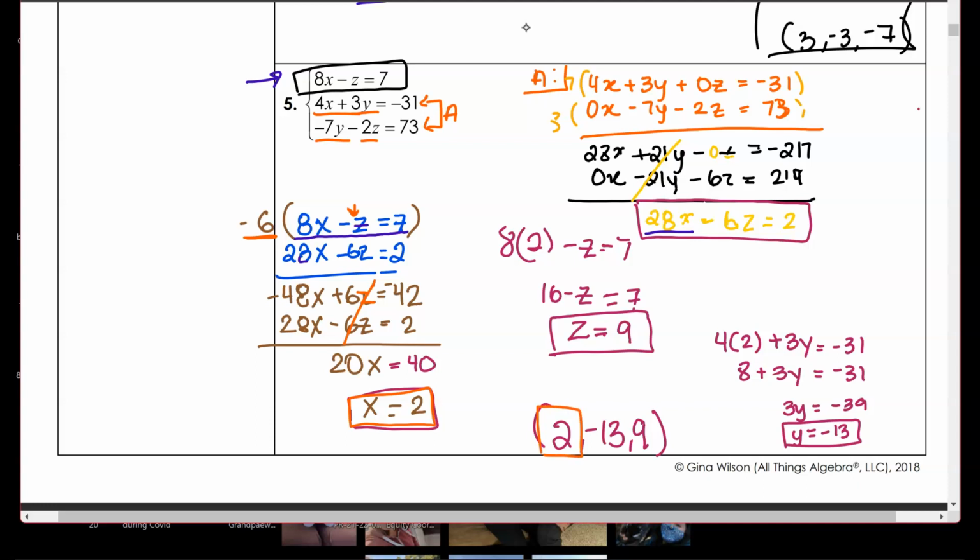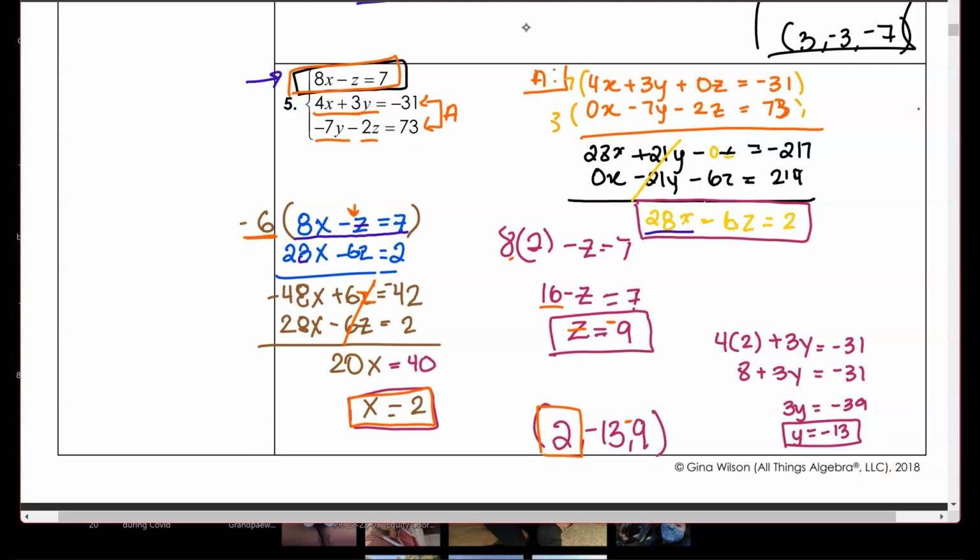And now we're going to go ahead and plug it in. So I'm going to take this equation, 8x minus z equals 7, and plug in x equals 2. So I have 8 times 2, which gives us 16, minus z equals 7. So now I'm going to move the 16 over. So I end up with 7 minus 16, so I get z equals negative 9. Okay, and so this should have been a negative 9.